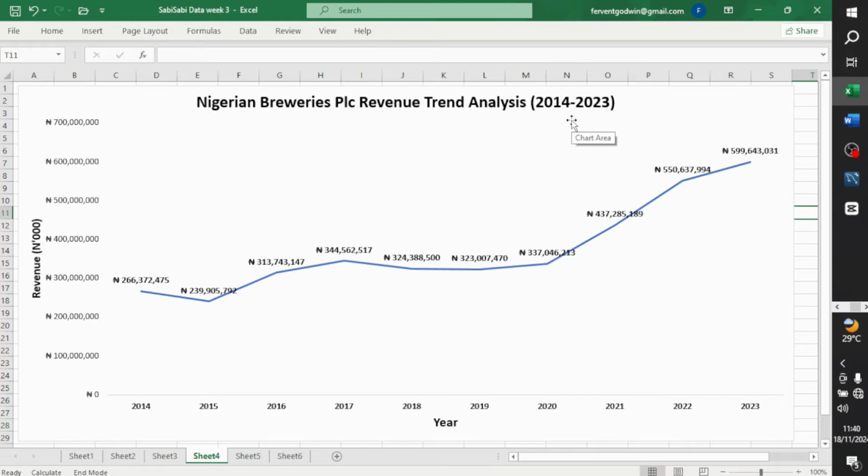Last week I did a video analyzing their cash flow, and we saw for the first time that the operating cash flow was reflecting a negative bar, which I analyzed using a waterfall chart. It was a shocking event because that was the first time I'm seeing an operating cash flow showing negative. So that drove my curiosity to do a further analysis into Nigerian Breweries.